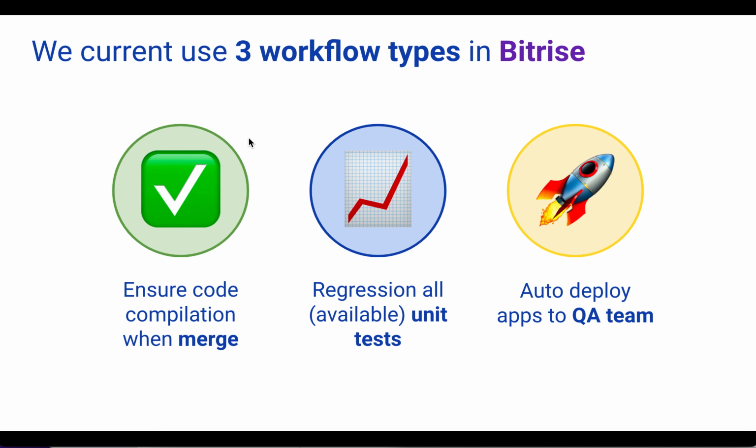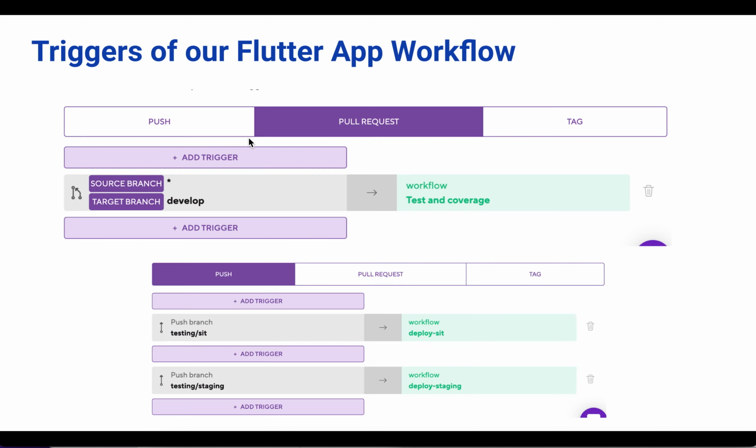And the third type of workflow that we are using is to deploy the app for the QA team to test the app, because earlier we used a manual process and it was so time consuming and so painful. So this helps us a lot. And you can also set the trigger, which means when you want a specific type of workflow to run for this project.